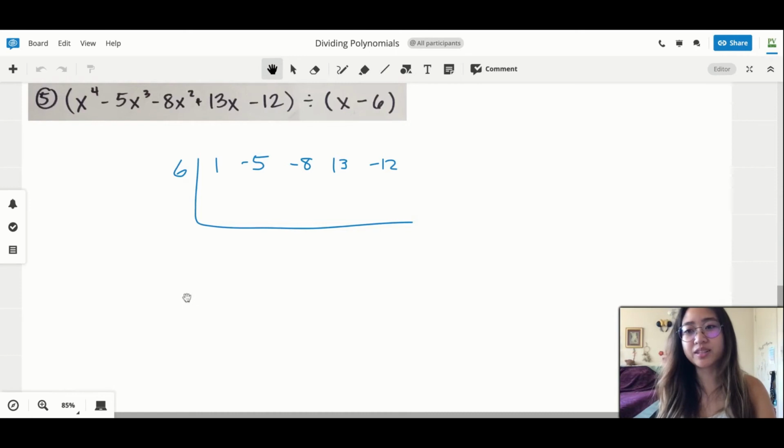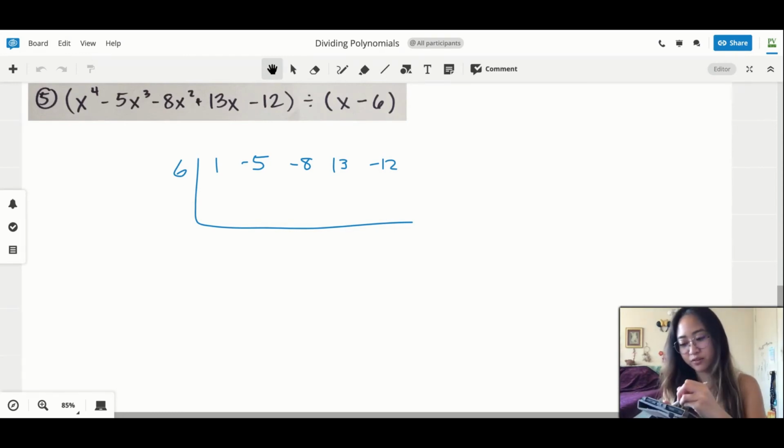Okay, so now moving on to number 5, we have x to the 4th minus 5x cubed minus 8x squared plus 13x minus 12 divided by x minus 6. So here I have it all set up again. We know that the coefficients will be 1, negative 5, negative 8, positive 13, and negative 12, with our divisor being positive 6, since our whole divisor was x minus 6.